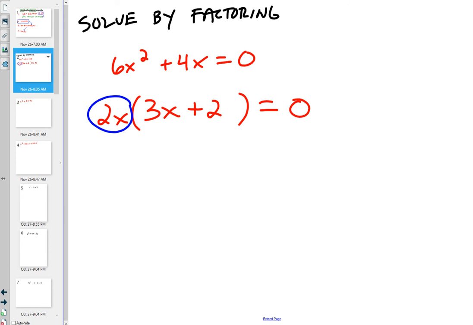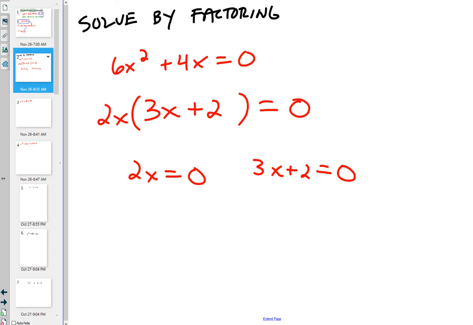In reality, I don't even care about the 2. You can ignore the 2 if you want, but I feel like if I do, I'm going to confuse you. So I would just tell you, okay, that's a factor, cool. So say 2x equals 0, but then also say 3x plus 2. And now solve each one.